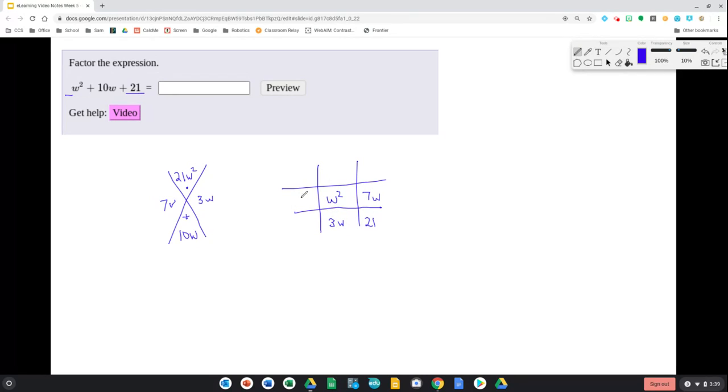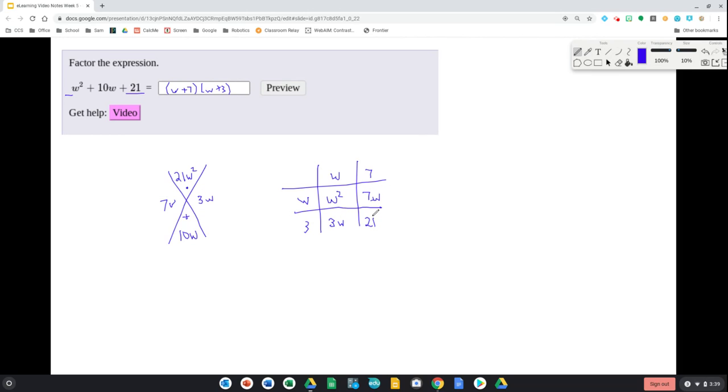And so now remember, you can look for a greatest common factor, and once you find a greatest common factor, you can divide to figure out these other boxes. But in this case, you would have a w here because w squared and 7w will both divide by w. This has to be a w as well because of the greatest common factor, or you can think w times w has to be w squared. This is a 7, and this is a 3. And so your answer would just be w plus 7 and w plus 3.